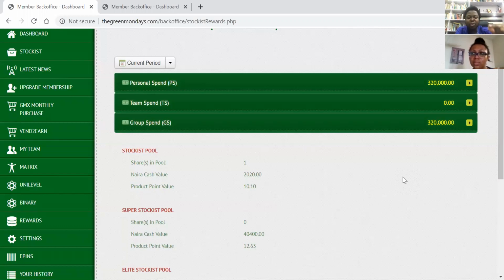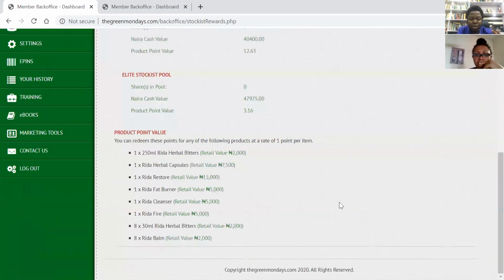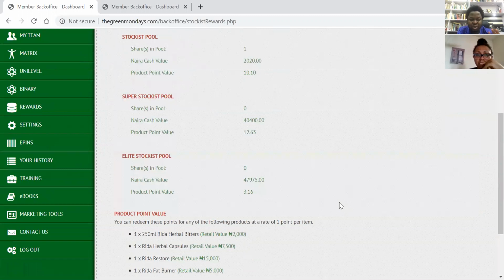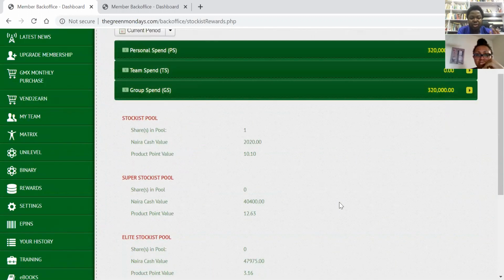So if you scroll down a bit so that I can see the three pools very clearly. Good. No, don't go too far. A little bit more. I want to still see the header. Good. Let's stop there. So here now, you see that under Stockist pool, you have how many shares? One. Good. You have one share.